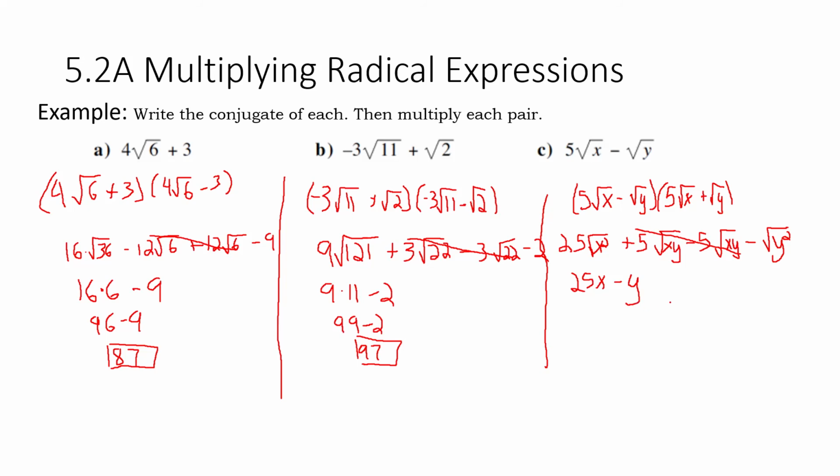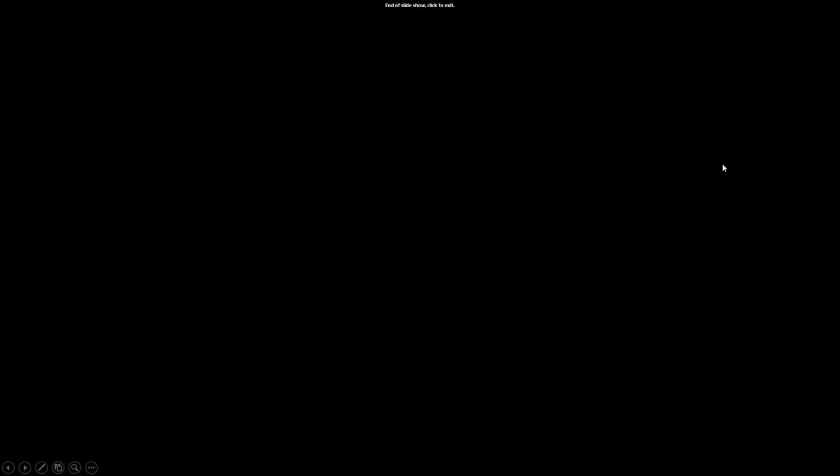So minus y. Note that we square this number, we square this number, and we keep the negative of the second term when you're multiplying conjugates. That's it. Thanks for joining.